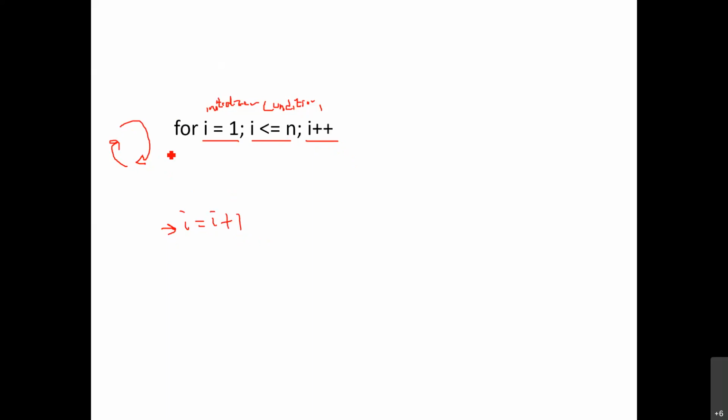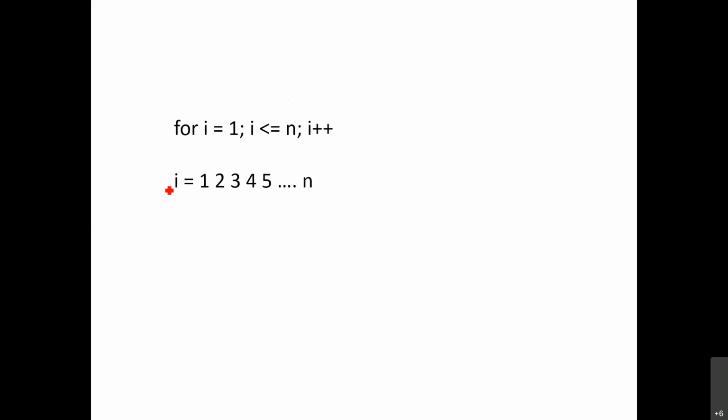So this is how it would be. I would be 1, 2, 3, 4. Every time it's getting increased by 1 until I reach n. When I reach n, since I have less than or equal, I'll also do it. But the next iteration doesn't happen. I becomes n plus 1. My condition is false. I stop.